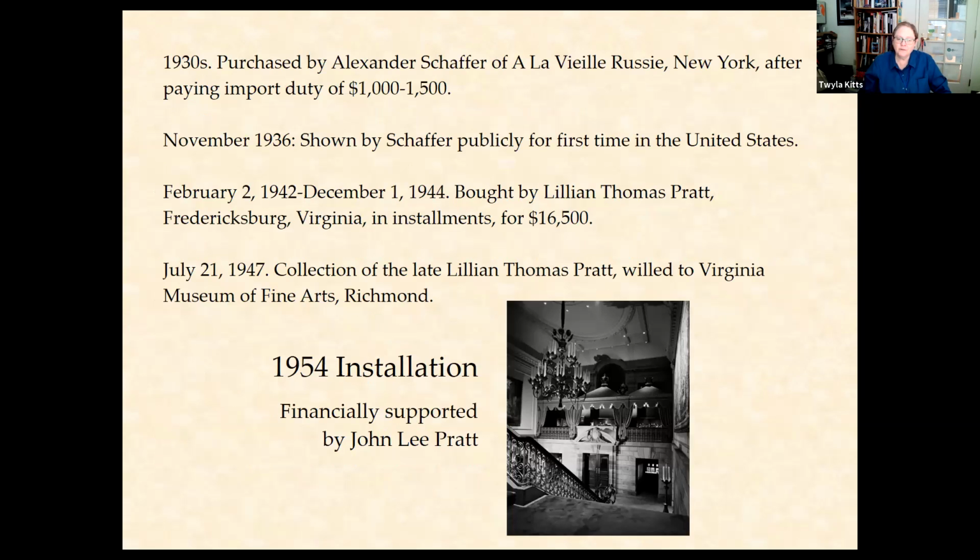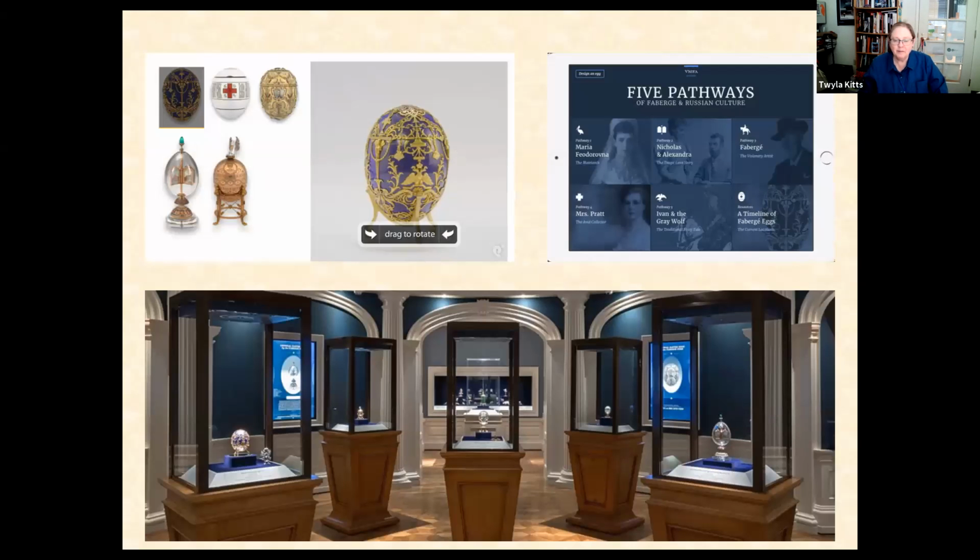So in 1954, it was installed in the museum, and you can see that's the front door that fronts on Arthur Ashe Boulevard right now, but they used to be right over that in this balcony. That whole installation, by the way, was designed by Director Leslie Cheek, and financially supported by John Lee Pratt. And you can see that's what it looks like today. And on Thursday, we'll take a look at that as well.